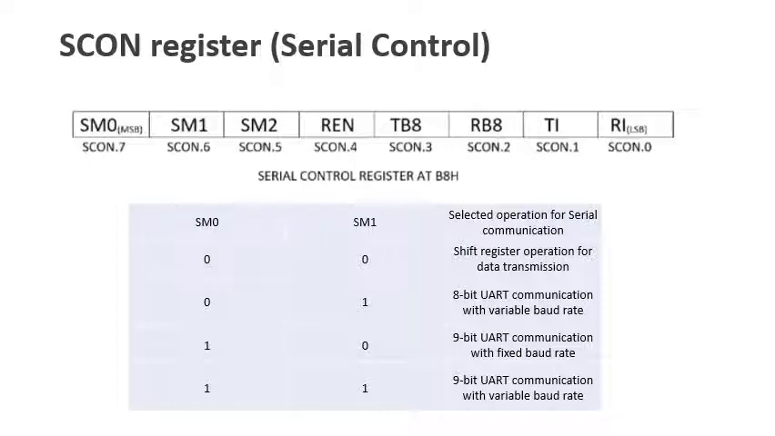Next, TI bit. This interrupt is raised by the hardware when the transmission is complete for a block of data. Next, RI bit. This interrupt is raised by the hardware when a complete block of data is received. Finally, SM0 and SM1. These bits select the modes for serial communication.